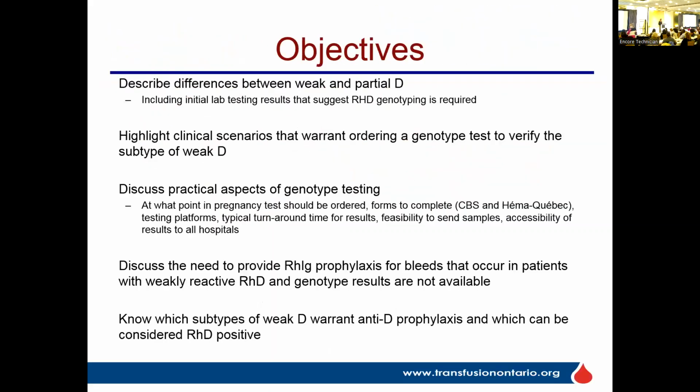So actually, Jeannie gave me many objectives. I'm not the one who wrote this up. So my objectives are first to describe differences between weak D and partial D. Second, to discuss practical aspects of genotyping testing and discuss when we should give anti-D prophylaxis to patients with weak D. And finally, we will study 3 different clinical cases so that we can know when to order genotype testing.